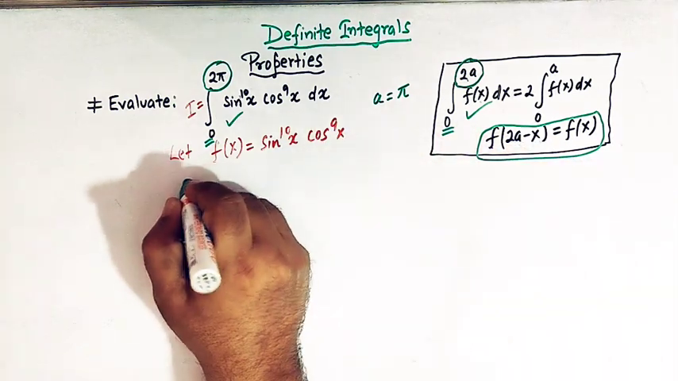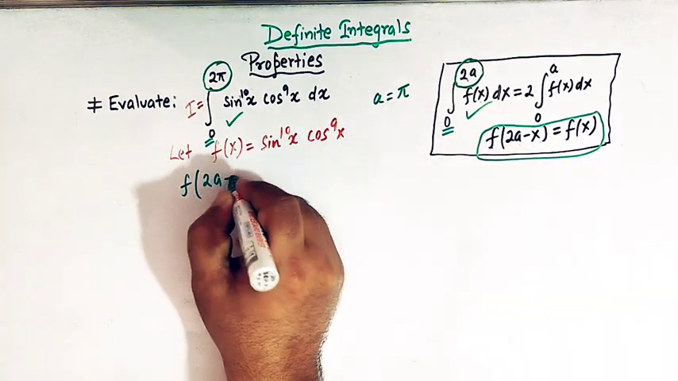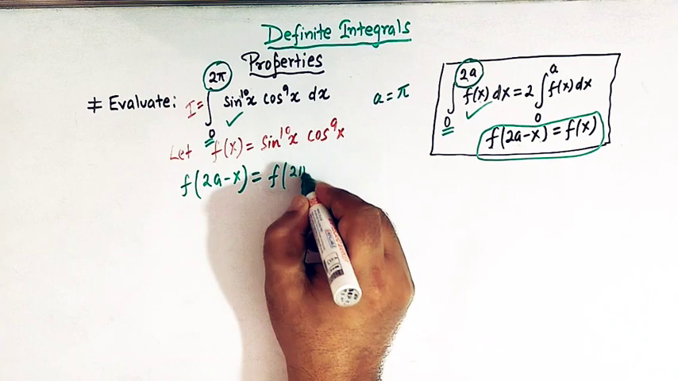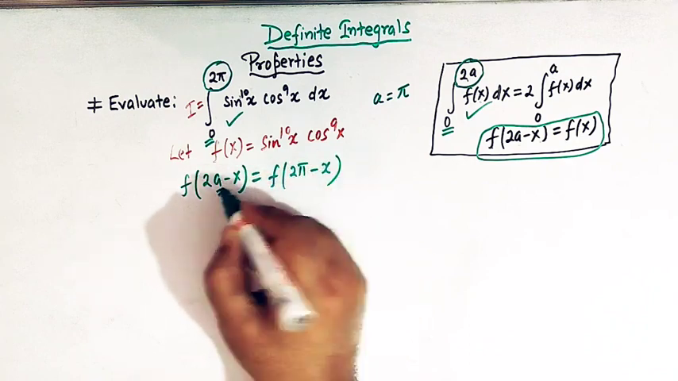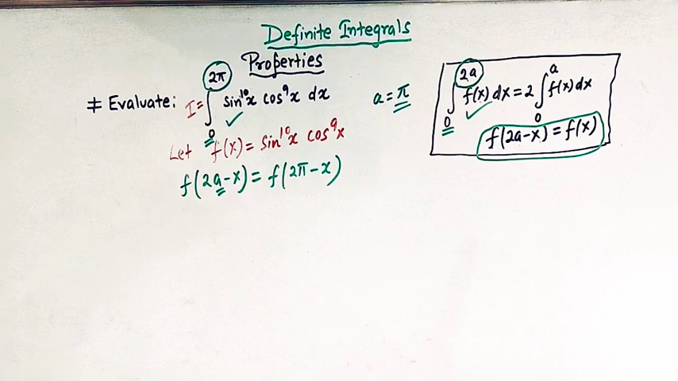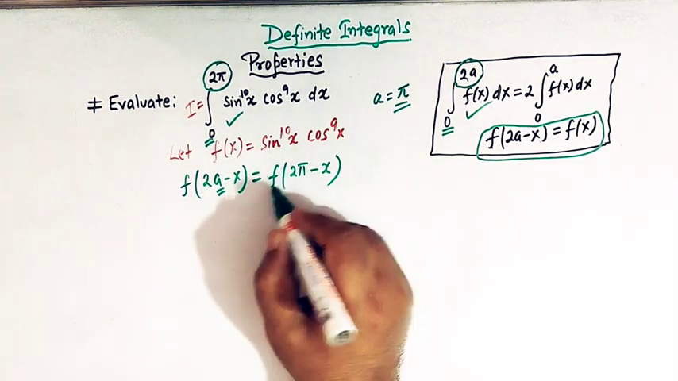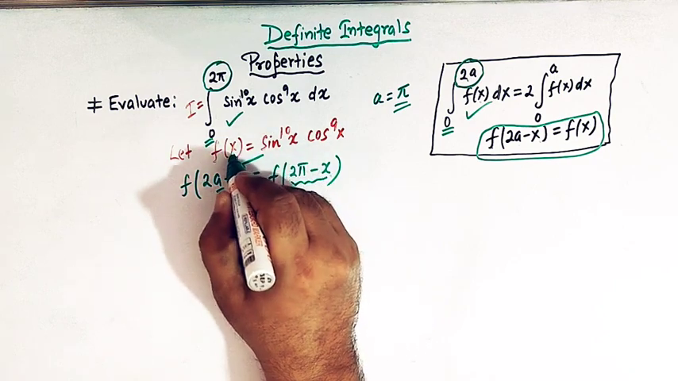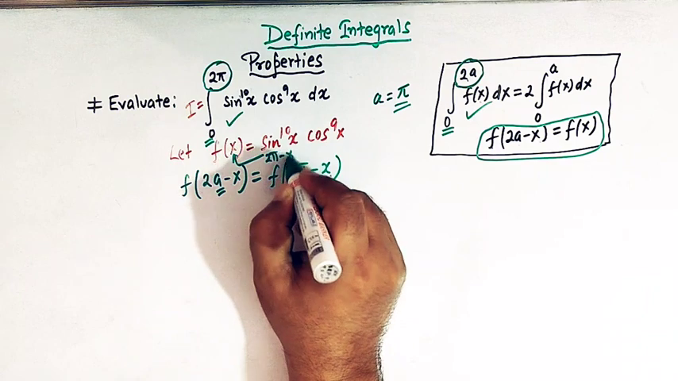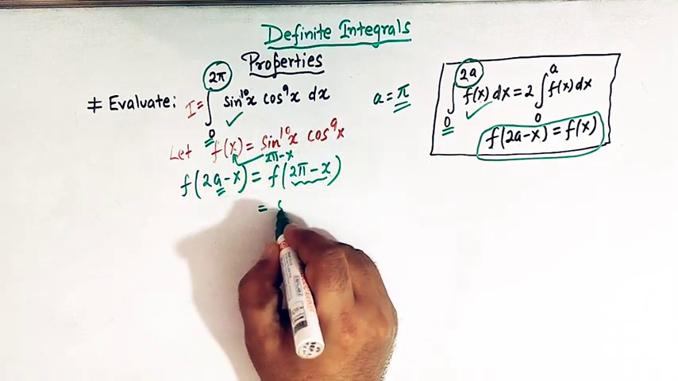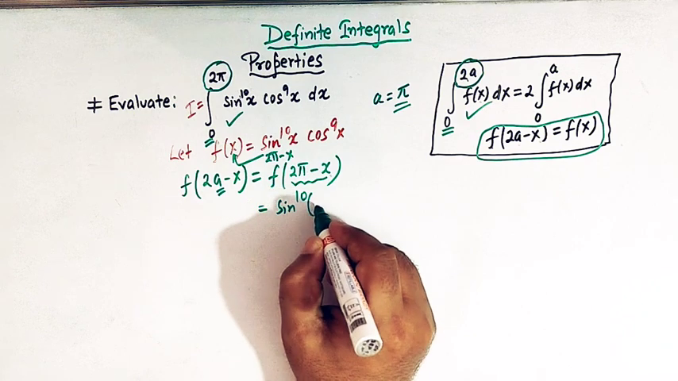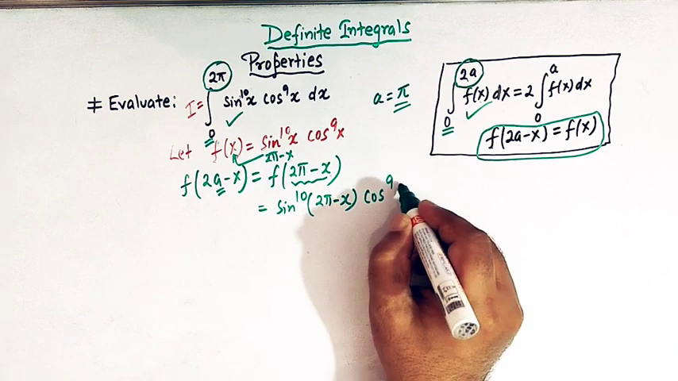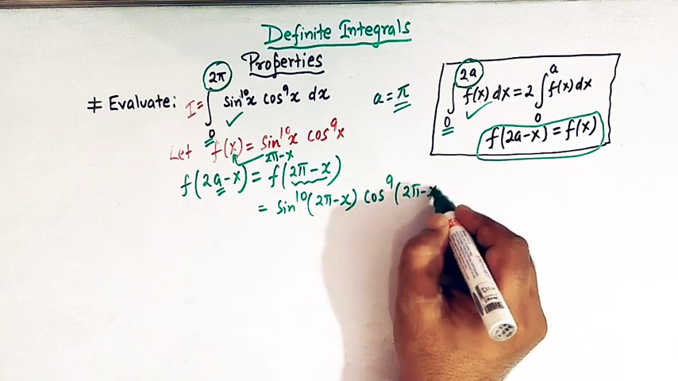So let us first find f of 2a minus x. f of 2a minus x implies f of 2 pi minus x, because a is pi. To find the value of f of 2 pi minus x, we'll replace x by 2 pi minus x in this expression. So we have sine raised to 10 of 2 pi minus x, and then cos raised to 9 of 2 pi minus x.